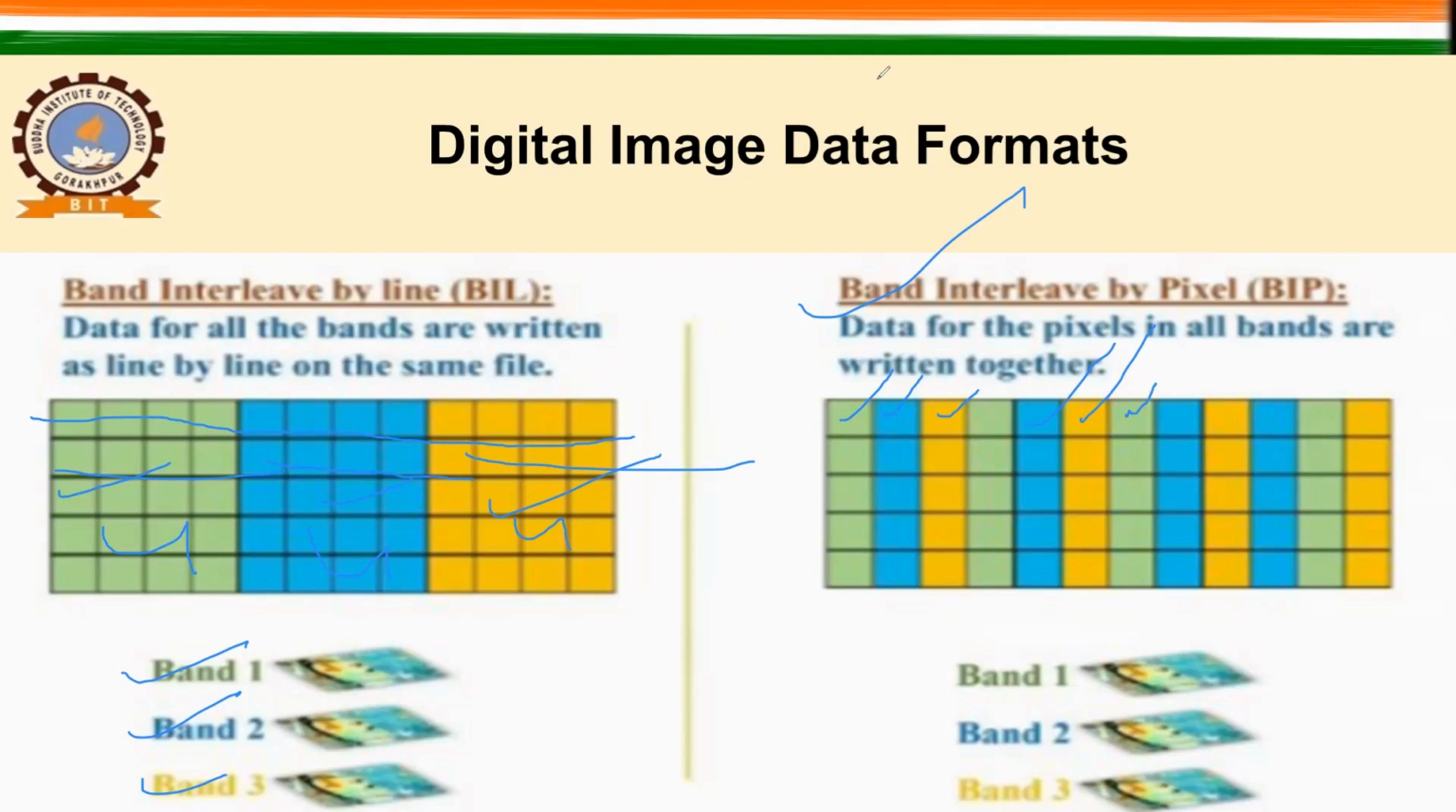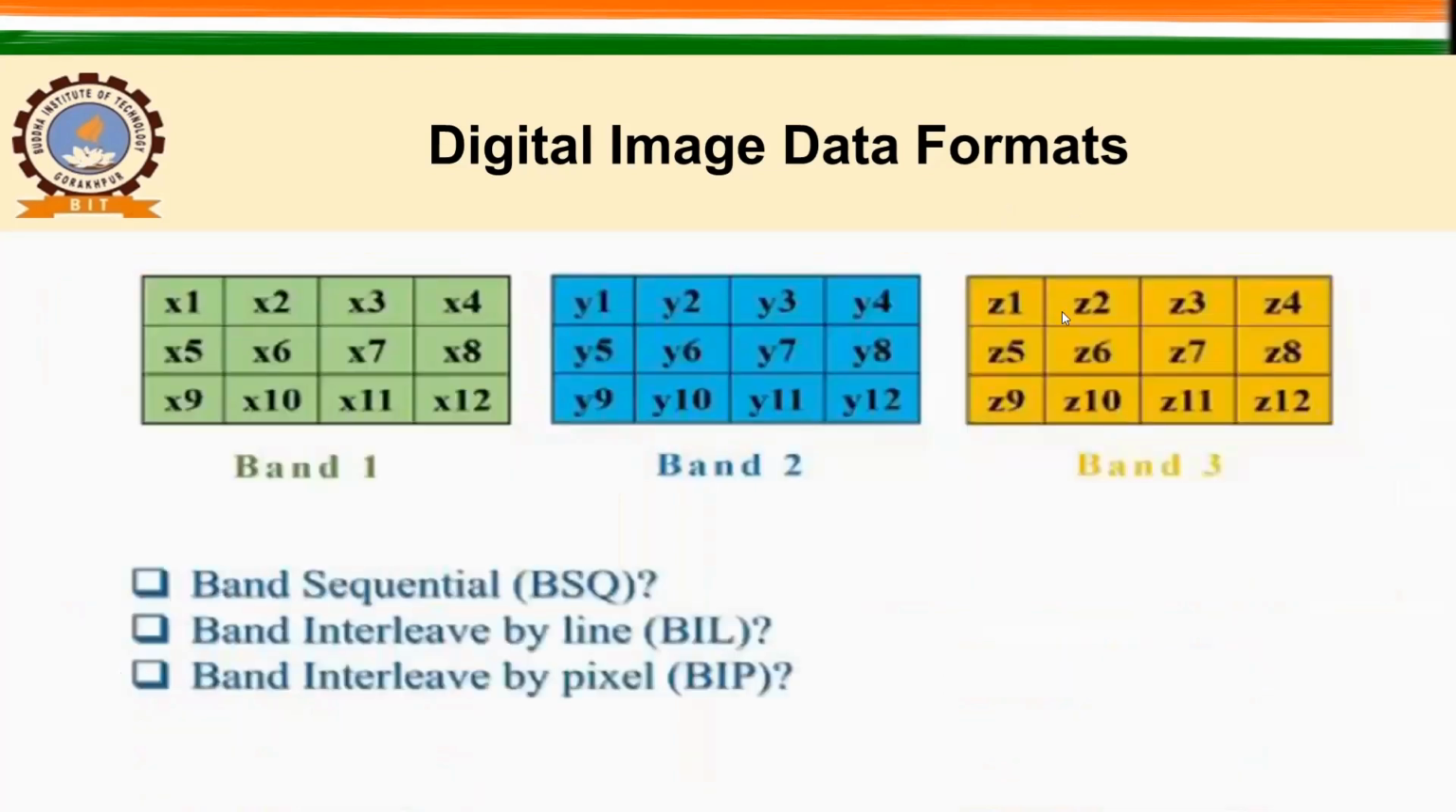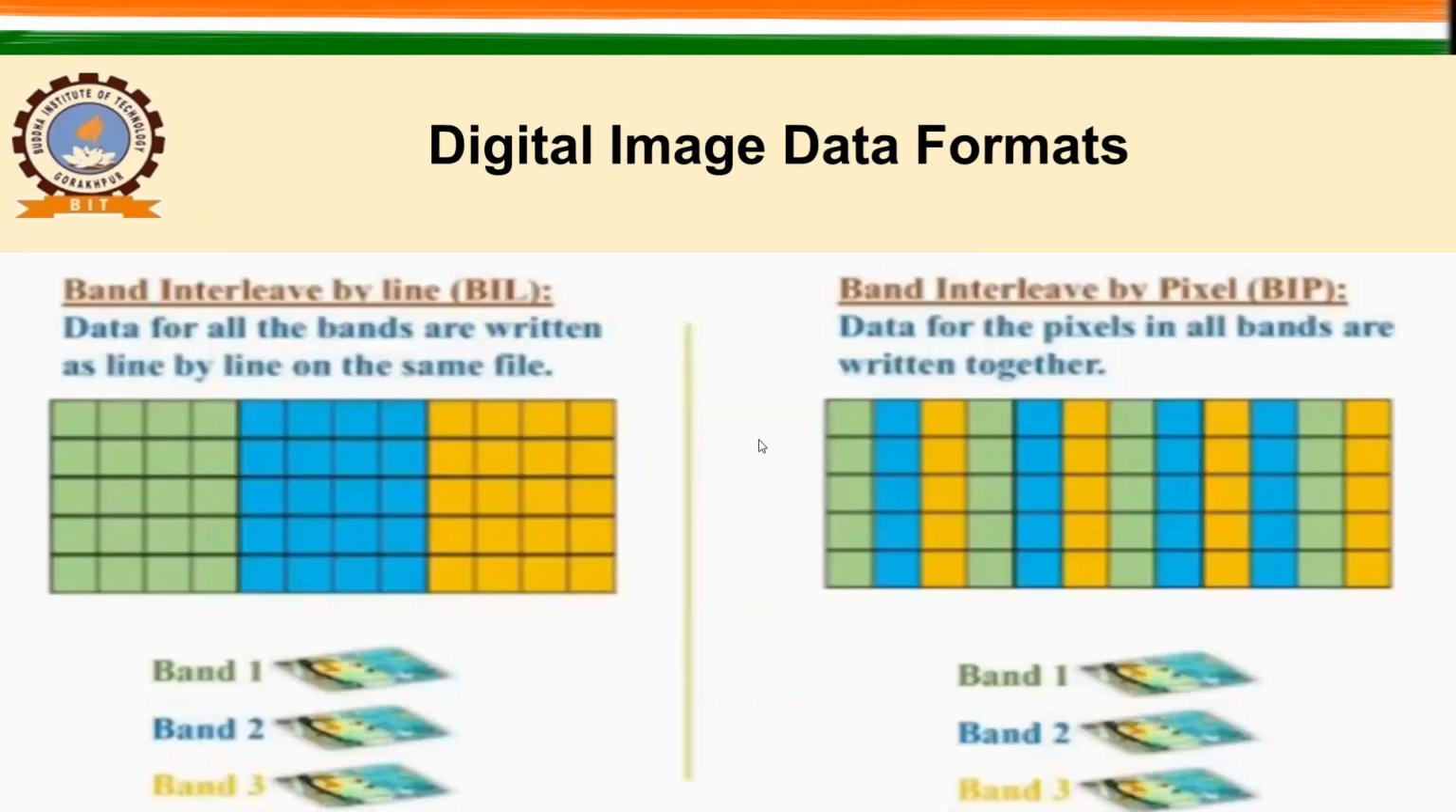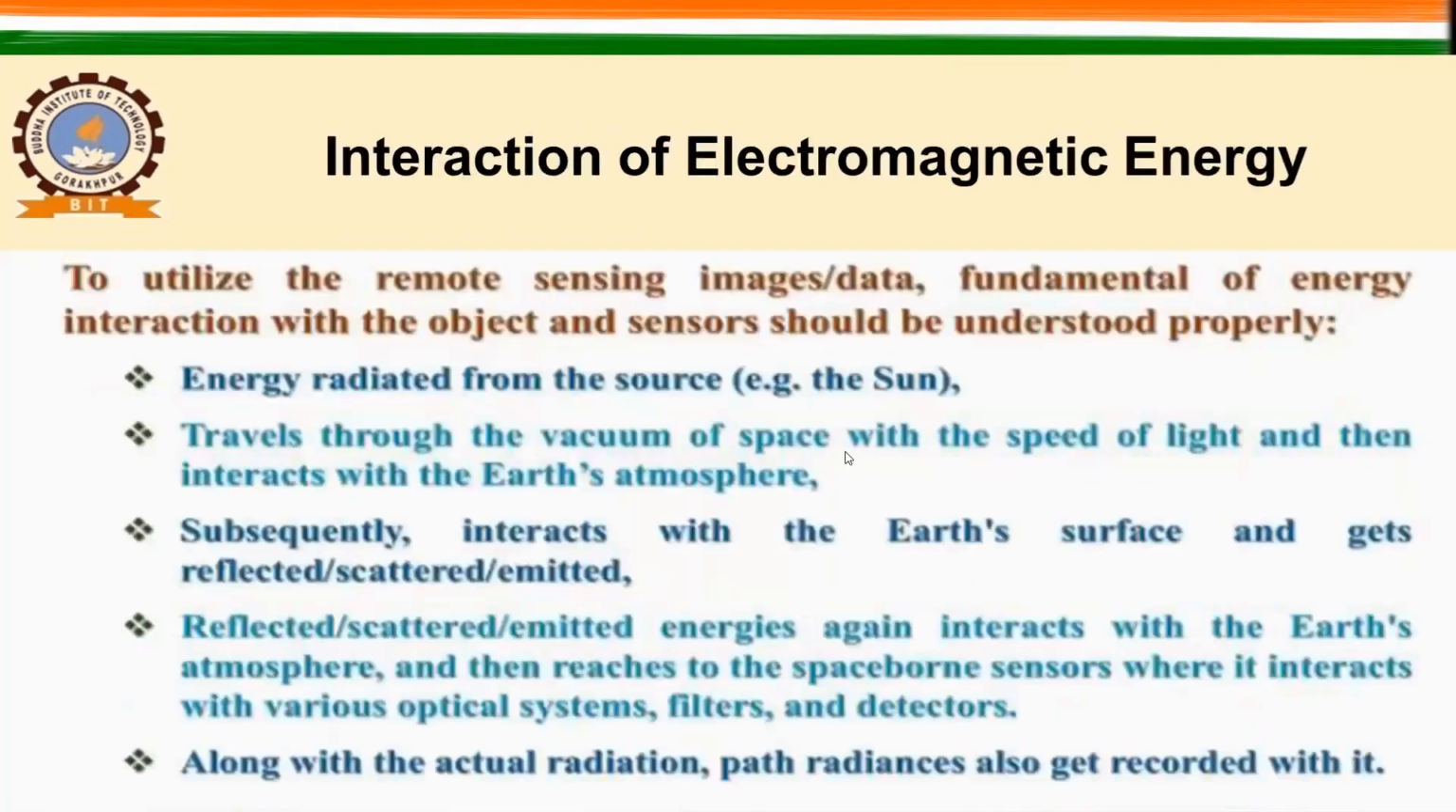In the next slide, I will give you one example. So this is one example or exercise. It is not like an assignment. You can just try writing all these band 1, band 2, and band 3 values in 3 different file formats. Okay. So this is how we save remotely sensed images. So these were the data formats.